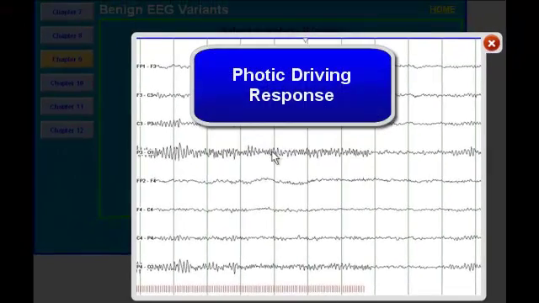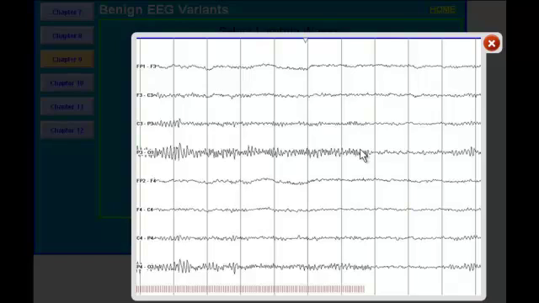This is called a photic driving response. Anyone who reads EEG knows this pattern very well, and this is not epileptiform, has nothing to do with epilepsy. In people who do have epilepsy, or people who have photosensitive epilepsy, meaning epilepsy that is sensitive to flashing lights, you may see epileptiform discharges at this time of strobe lights.